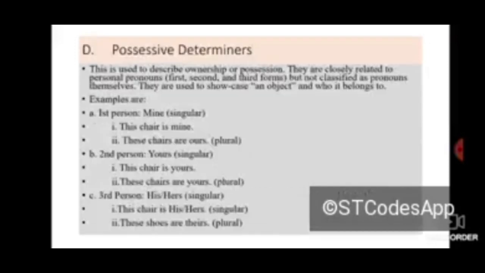So let's see, the D aspect is the possessive determinants. This is used to describe ownership. You have used this a lot, but you might not know that they are possessive. So today, you're seeing them as possessive determinants. They are closely related to personal pronouns, and these personal pronouns are the first, second, and third. Okay, we can look at the examples here.